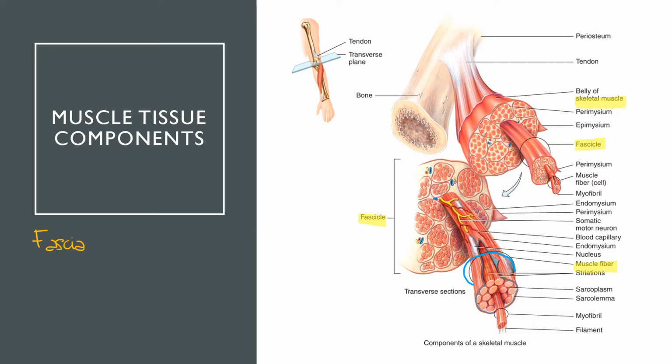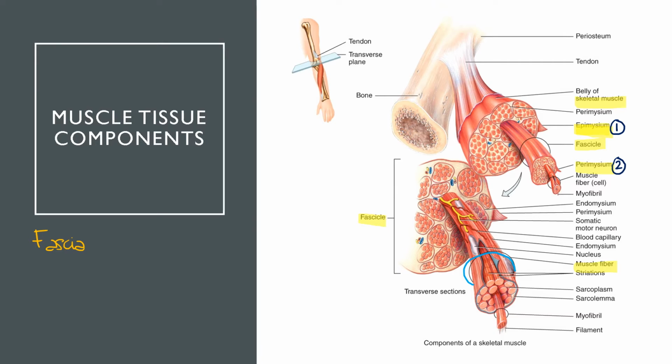So first we have the connective tissue surrounding the entire skeletal muscle, which is the epimysium. We can label this as the first layer of connective tissue. This is going to be the outer layer encircling the entire muscle, and it consists of dense irregular connective tissue. Next, we have perimysium. This is a deeper layer of connective tissue. You can call this the second layer of connective tissue.